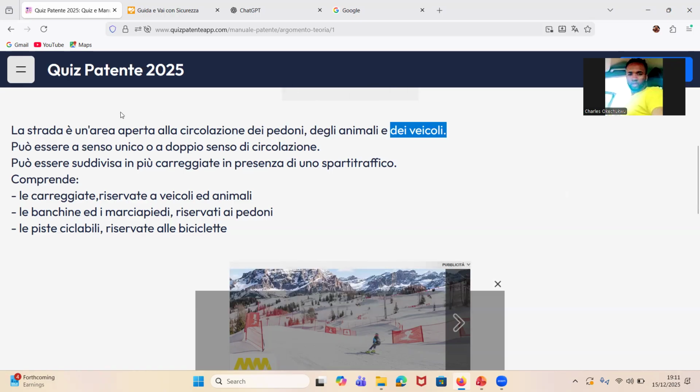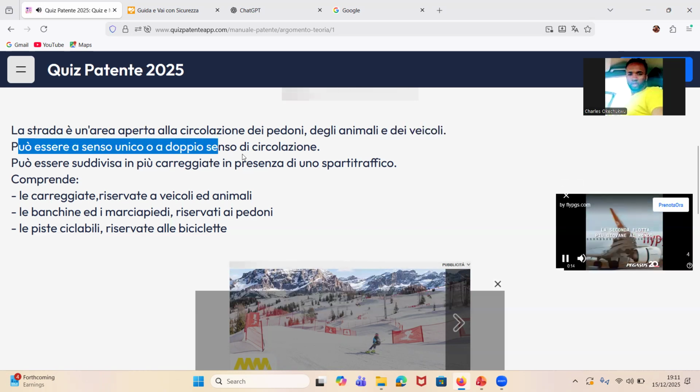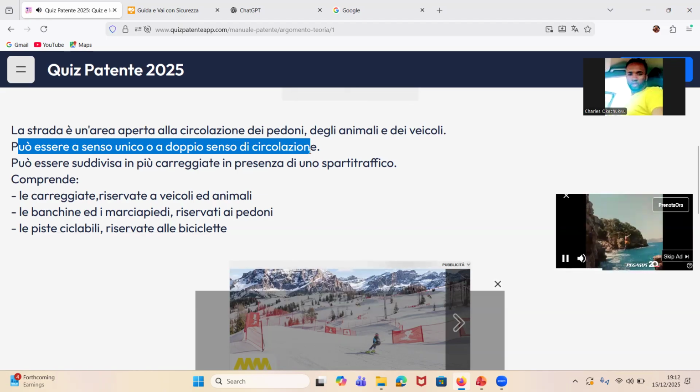Follow me. Next one. They said that this thing they call strada può essere a senso unico, può essere a doppio senso di circolazione. What does this thing mean? They say that strada is divided into two types.